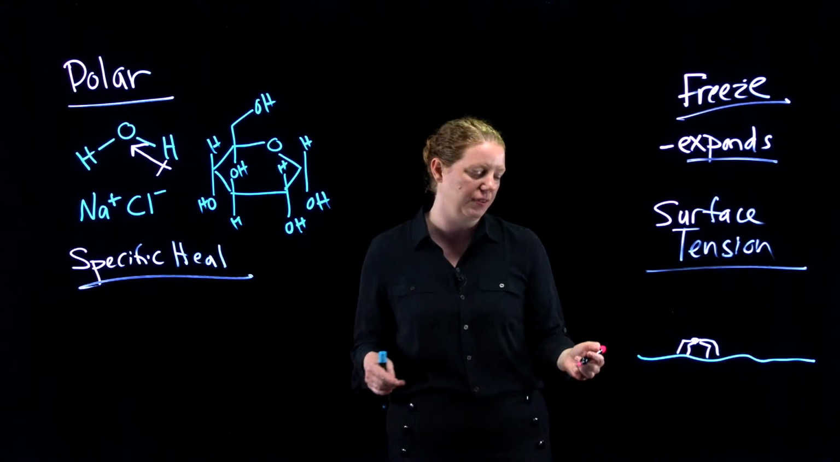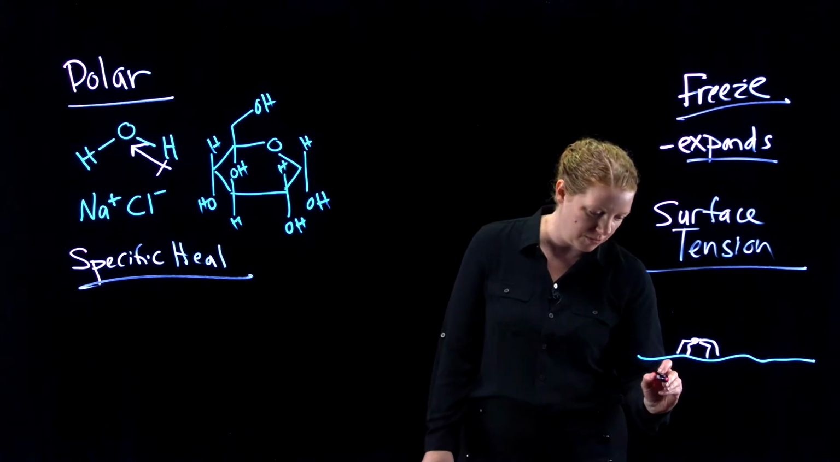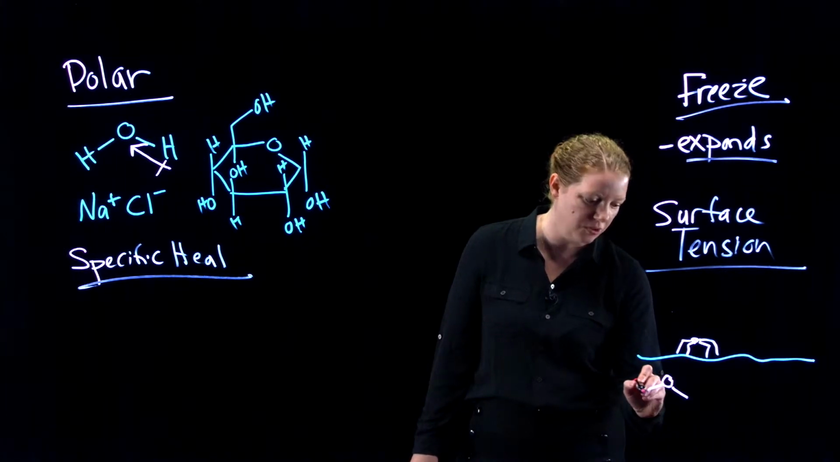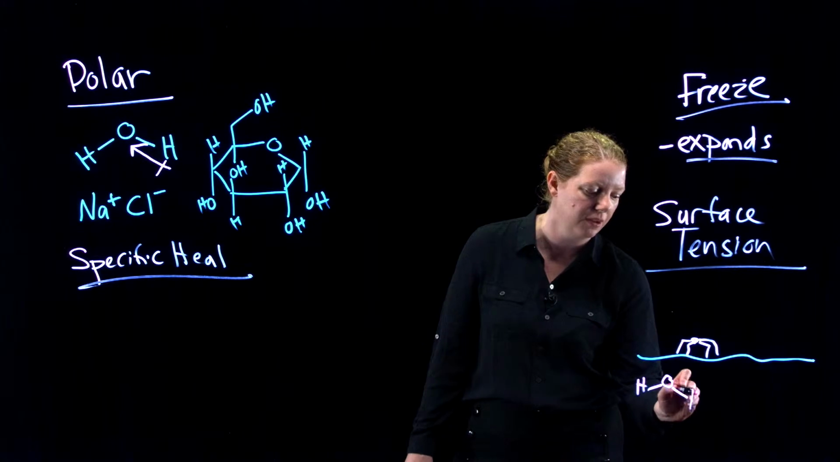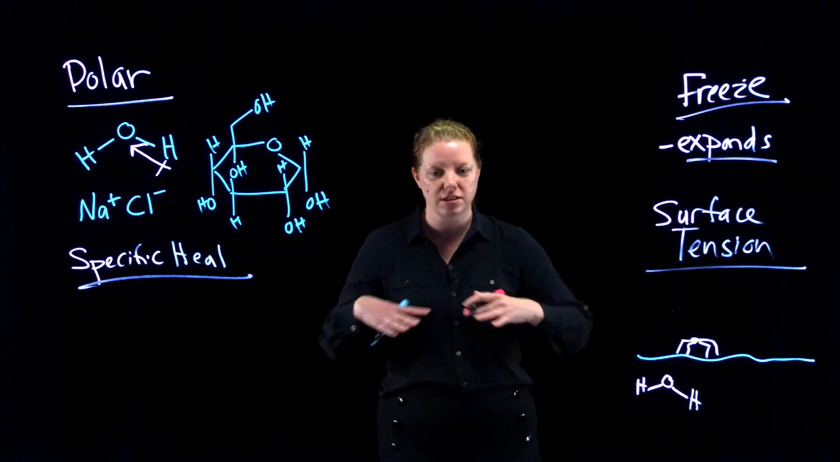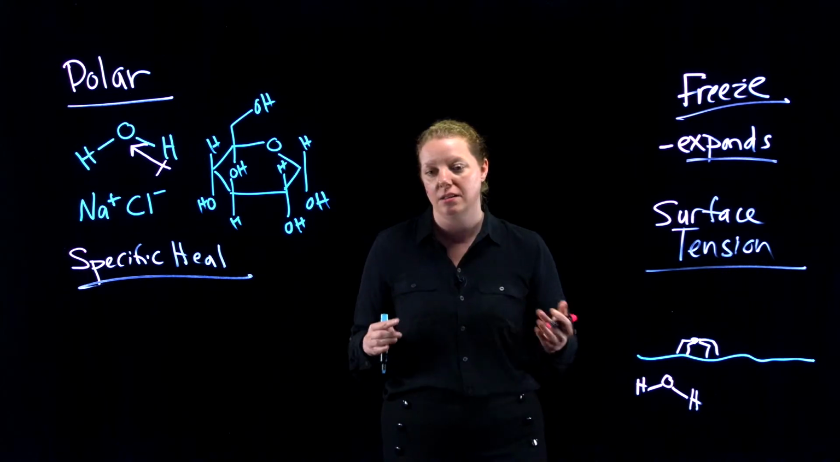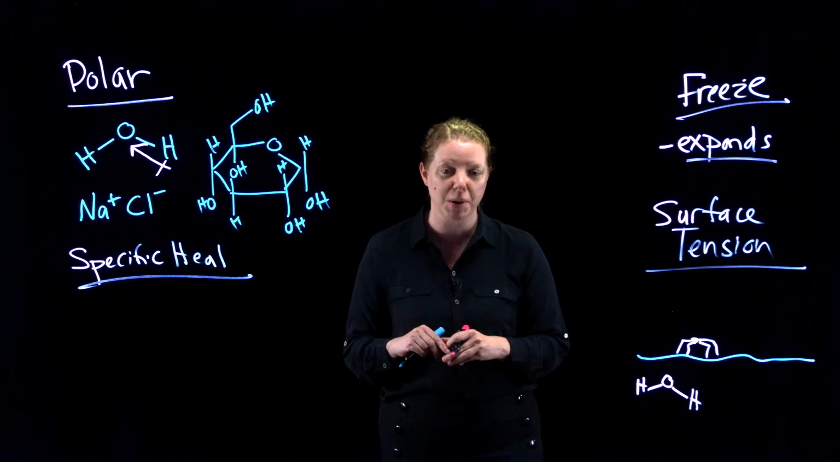Very high surface tension. What we mean when we say this is that it has enough tension and the molecules interact with each other enough that they're actually going to support smaller insects and things like that on its surface. This is because of what we call a hydrogen bonding interaction.